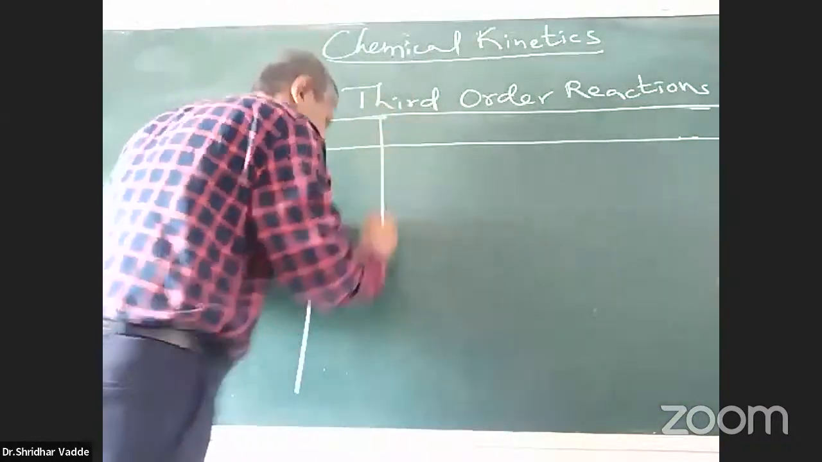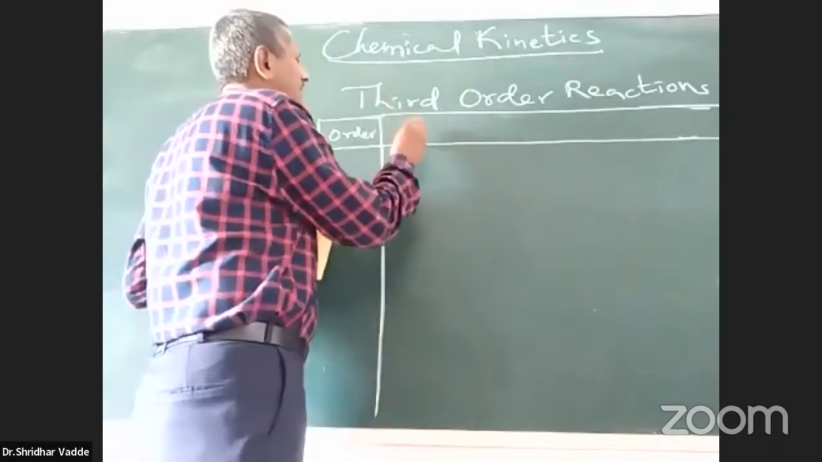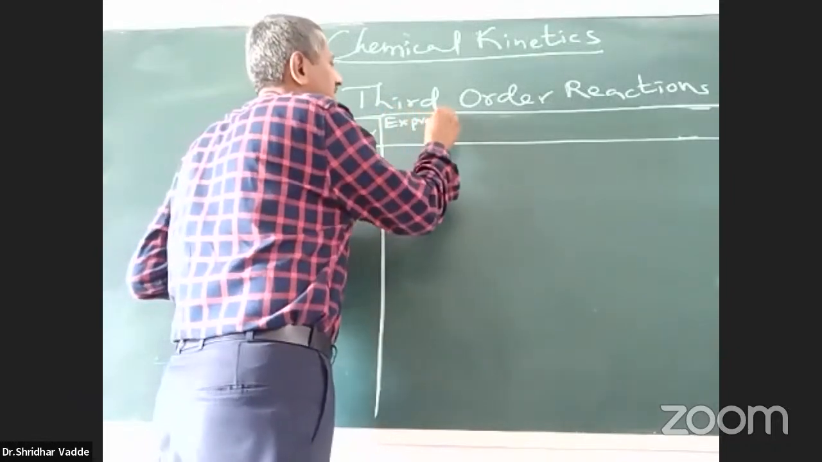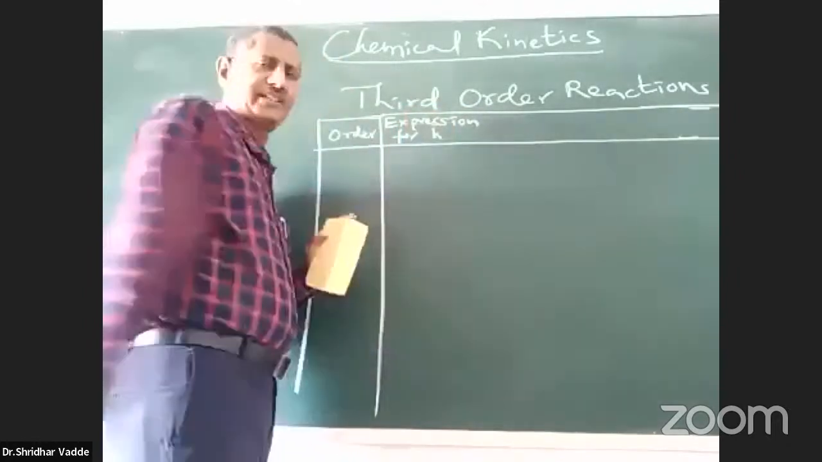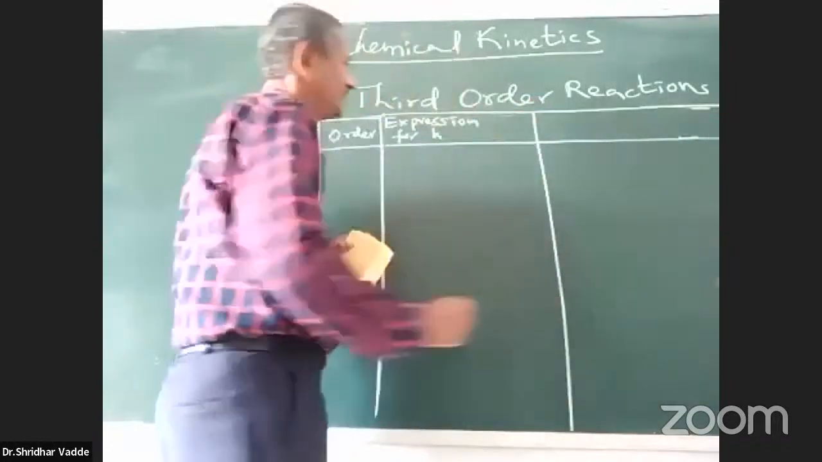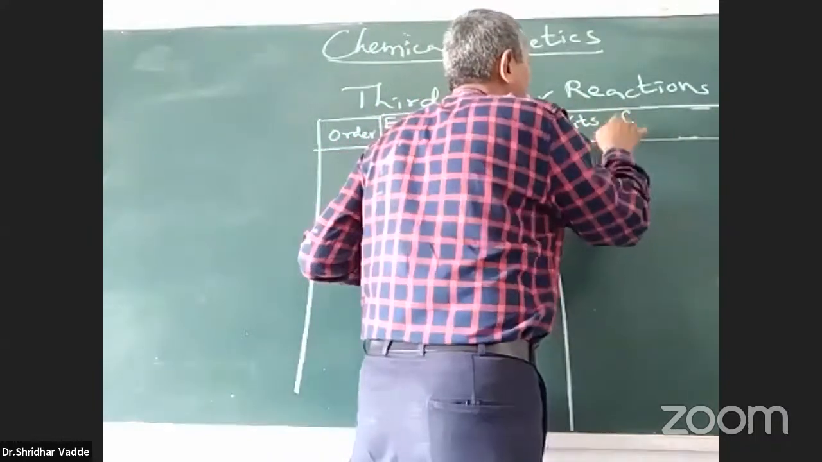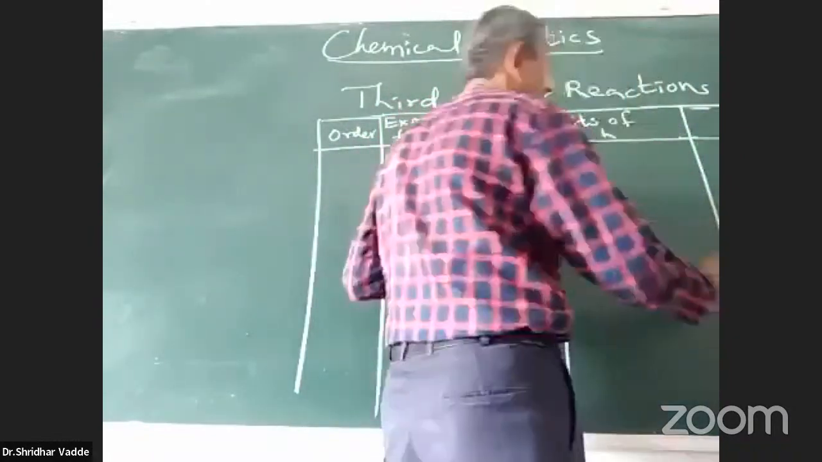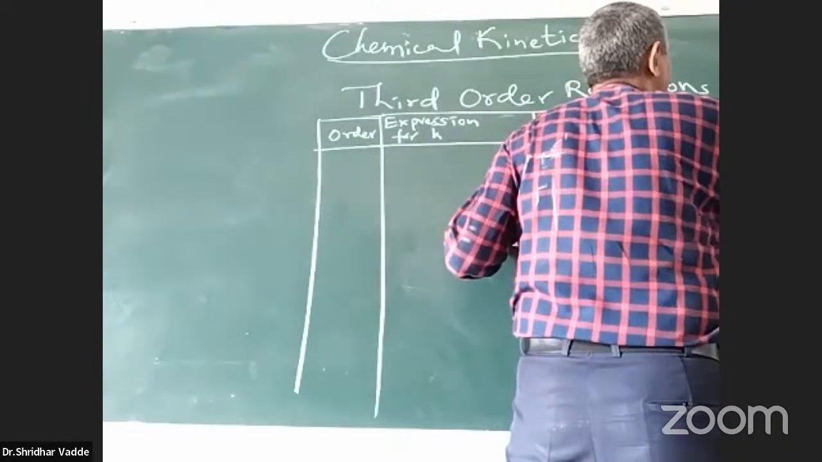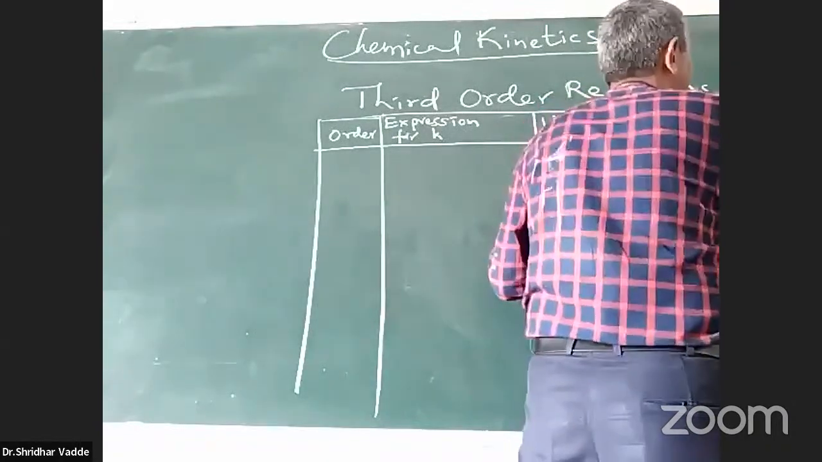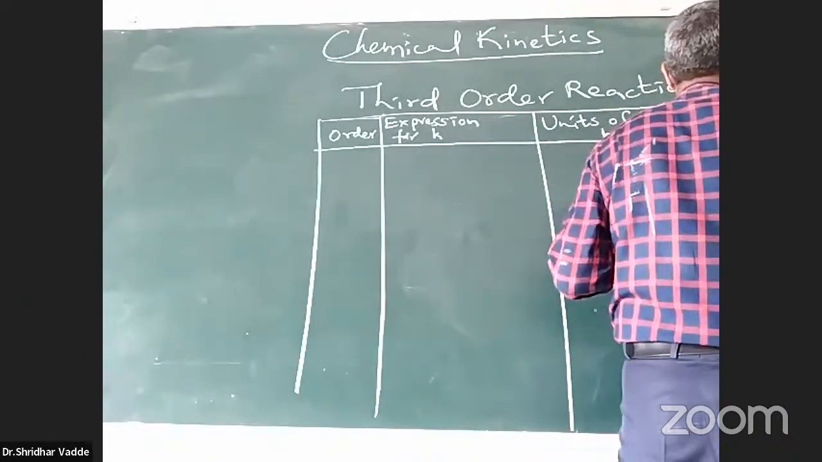Here, order of the reactions. Here, expression for rate constant K. And units of K. Half-life period.